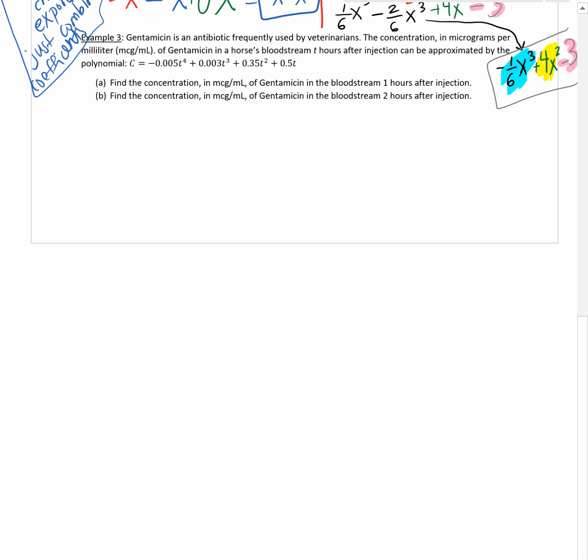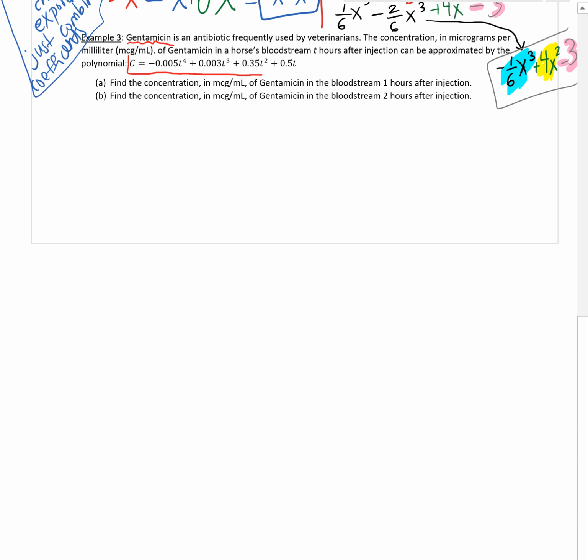So the last example we have here is, I guess, a real-life situation where you might see a polynomial. It's hard to believe that these things are useful in real life, but this one's kind of interesting. And forgive me if I mispronounce this word. You've got this antibiotic, gentamicin? I'm assuming that's how it's pronounced, but please don't make fun of me. Gentamicin is an antibiotic frequently used by veterinarians. The concentration in micrograms per milliliter of gentamicin in a horse's bloodstream T hours after injection can be approximated by this polynomial.